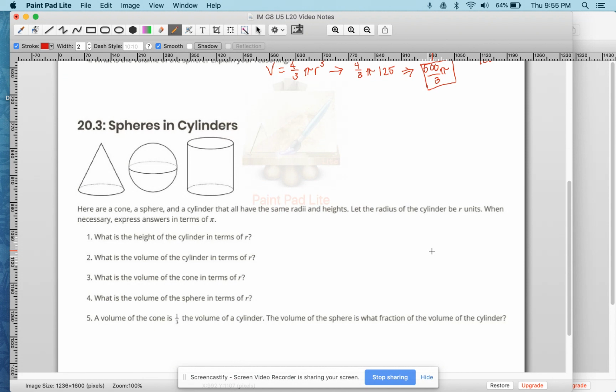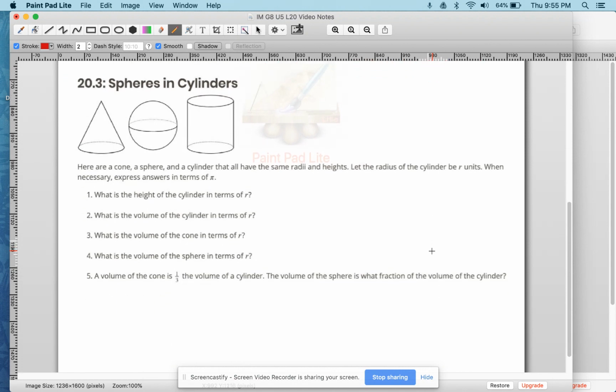Let's move on to section 3, part 3 of this lesson. And then again, they're giving us the 3 figures, and they're saying again that they have the same radii and the same heights. And this time they want r to be the length of the radius. So this time as we mark our radius, we've got r. And this time we've got r here and r here. And again, for the sphere, we have r.